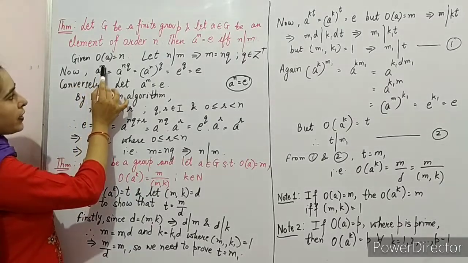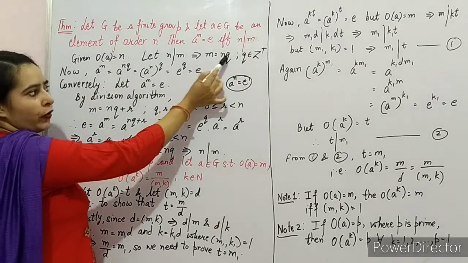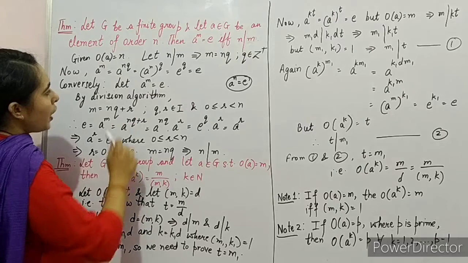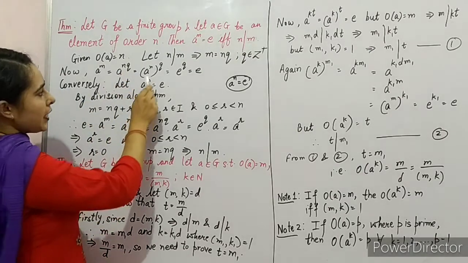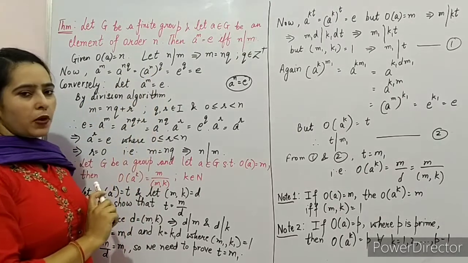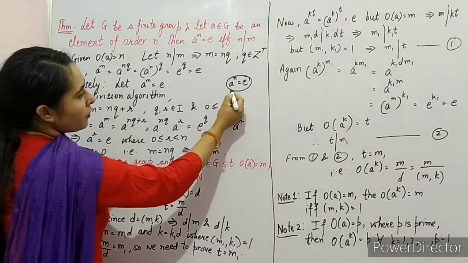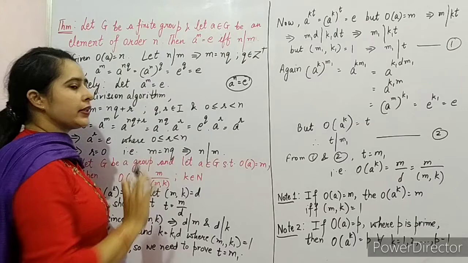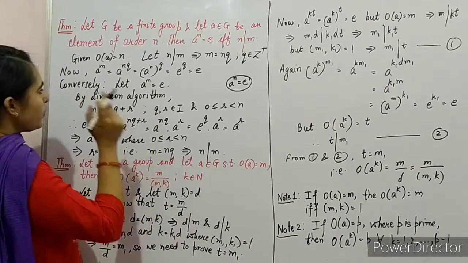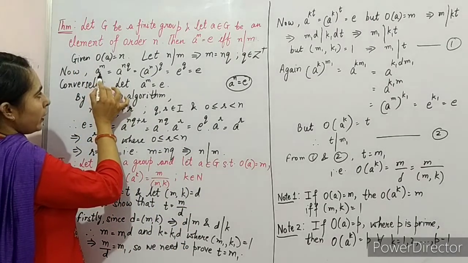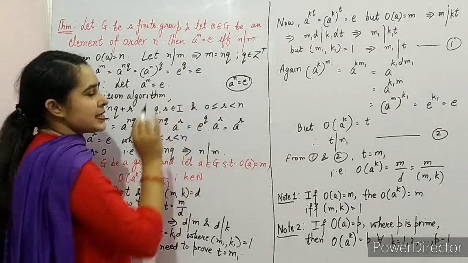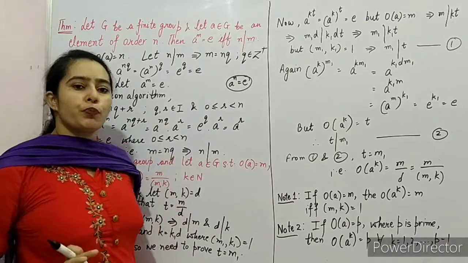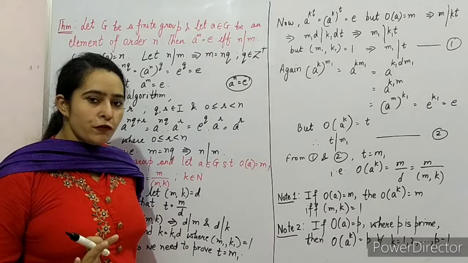Now A raised to the power m is equal to, substituting the value of m, A raised to the power nq. Now separate the powers: A raised to the power n, raised to the power q. Now what is A raised to the power n? A raised to the power n is identity. Identity raised to the power anything is identity. So we started by calculating A raised to the power m and the answer is identity. This is what we had to prove. So one way this result is proved.